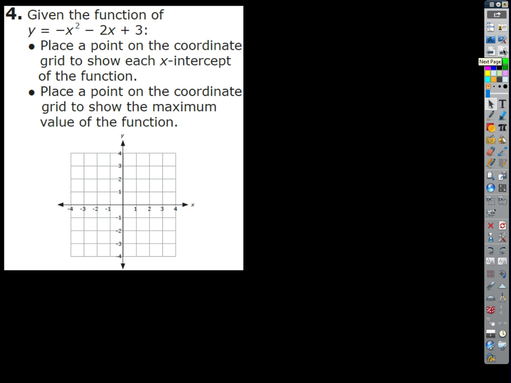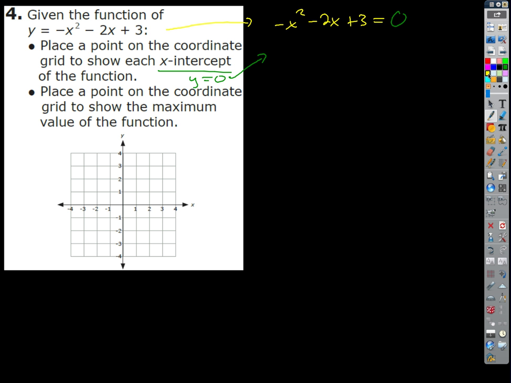Okay, so what about this? It says, given the function y equals -x squared minus 2x plus 3, place a point on the coordinate grid to show each x-intercept of the function. There's a couple ways we could do that. One easy way: we know that x-intercepts occur where y equals 0. So we set y equal to 0 and solve -x squared minus 2x plus 3 equals 0. Those will be the x-intercepts.